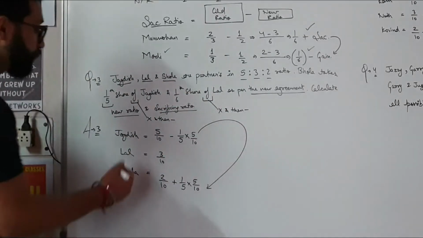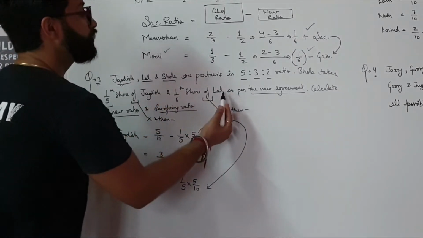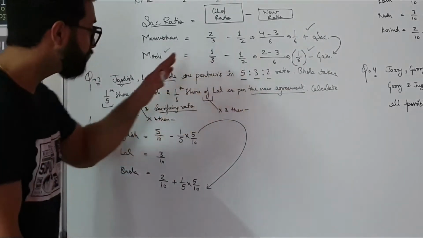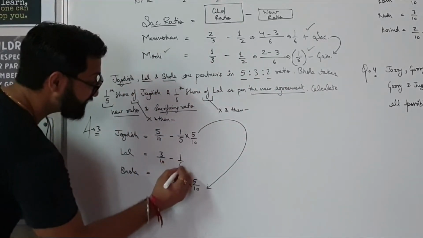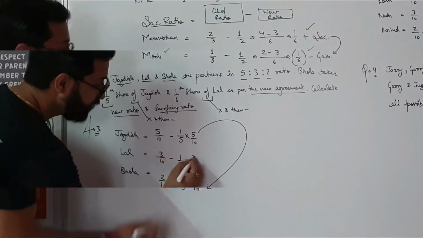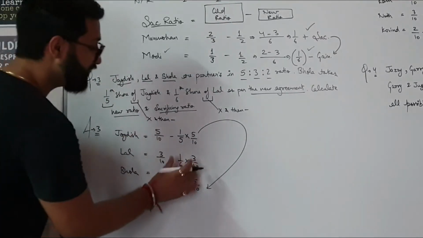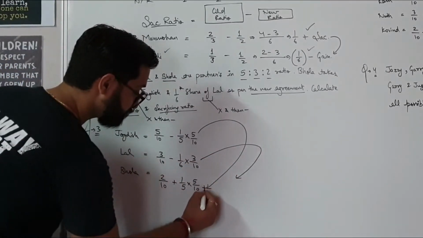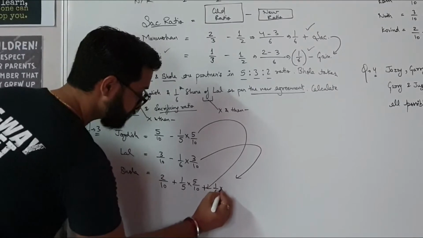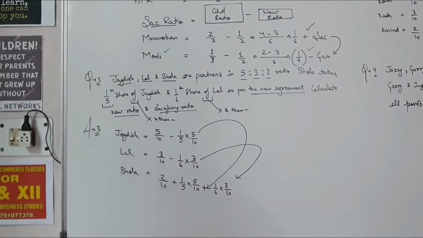Now, in the second case, 1/6 share of Lal. Bhola will take 1/6 share of Lal. So 1/6 share of Lal. Lal's share is 3/10. Now what Lal has sacrificed will be given to Bhola.